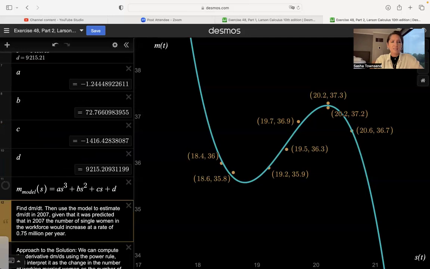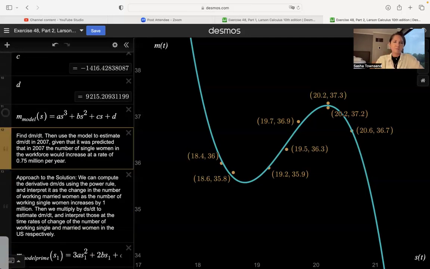And then we're asked in the textbook to find dm/dt. So that is the change in married women in the workforce per unit time, or per year in particular, in millions. Then we're asked to use the model to estimate dm/dt in 2007, given that it was predicted in 2007, the number of single women in the workforce would increase at a rate of 0.75 million per year. While it's relatively easy to compute that, we're just going to use the power rule to take the derivative of this with respect to s, and then we'll multiply by ds/dt.